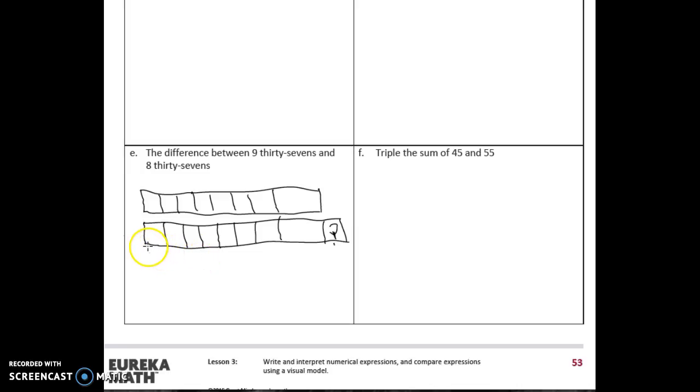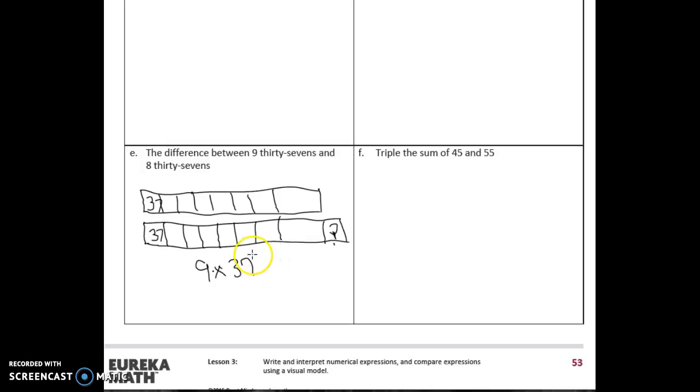And each one of these right here is a 37. So that's 37. They're all 37s. This one, again, they're all 37s. And there's 8 of these, there's 9 of these, and we're trying to figure out what the difference is. So when we go to make this like an expression, the difference between 9 37s, so 9 times 37, right?